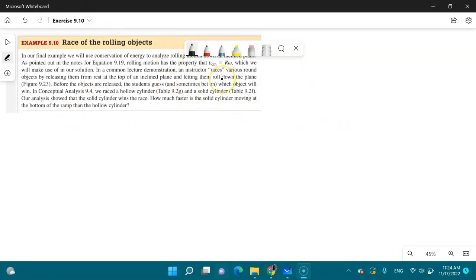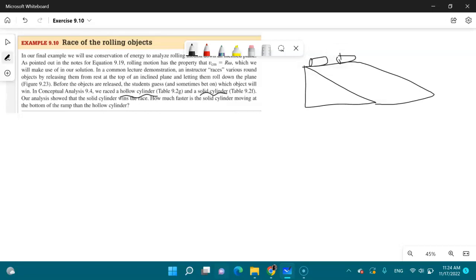In this particular situation, I'm going to try to draw it out. It's basically an inclined plane, and different objects are being raced on it. The main objects we're being asked about, to see which one reaches the bottom of the ramp fastest, are a hollow cylinder and a solid cylinder. One of them is hollow and the other is completely solid. Here we have the x-axis, and this portion is the height.